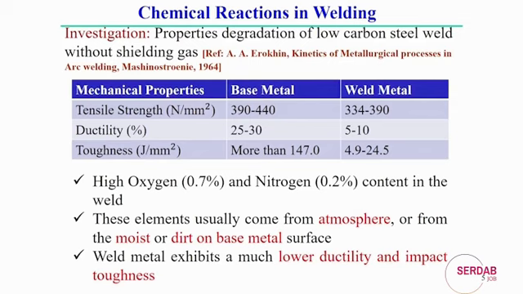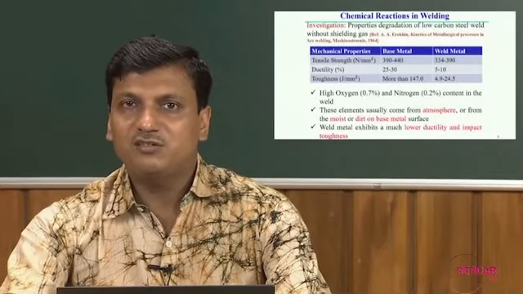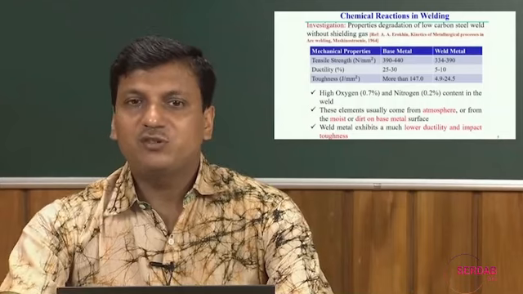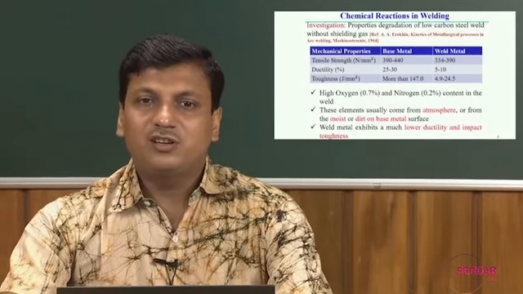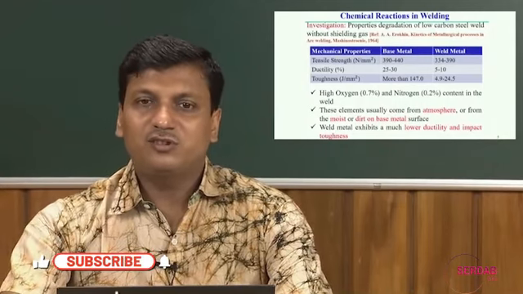Definitely, this amount of oxygen and nitrogen usually comes from the atmosphere, but there may be other sources of contamination. Oxygen and nitrogen may also come from moisture, from moist air, or from the base metal surface and the dirt on it. Sometimes we use some chemical agent on the base metal surface. That can be a source of this oxygen or nitrogen, and finally it reacts with the oxygen.